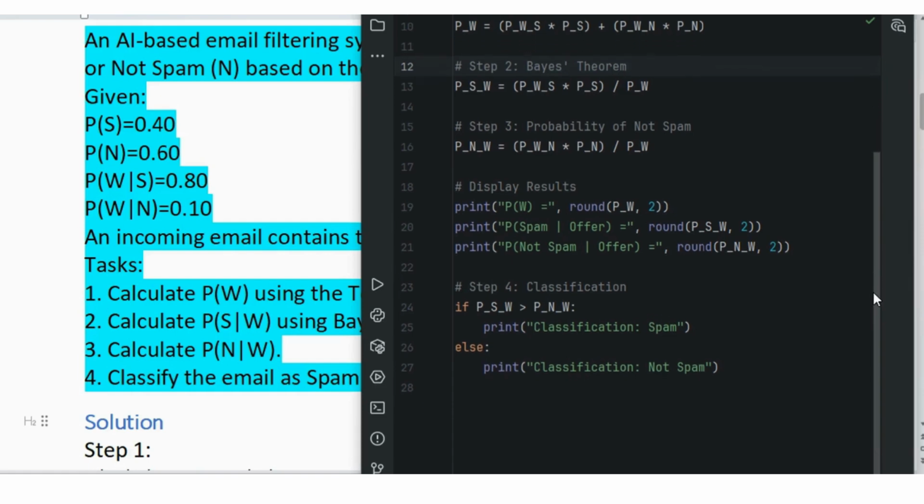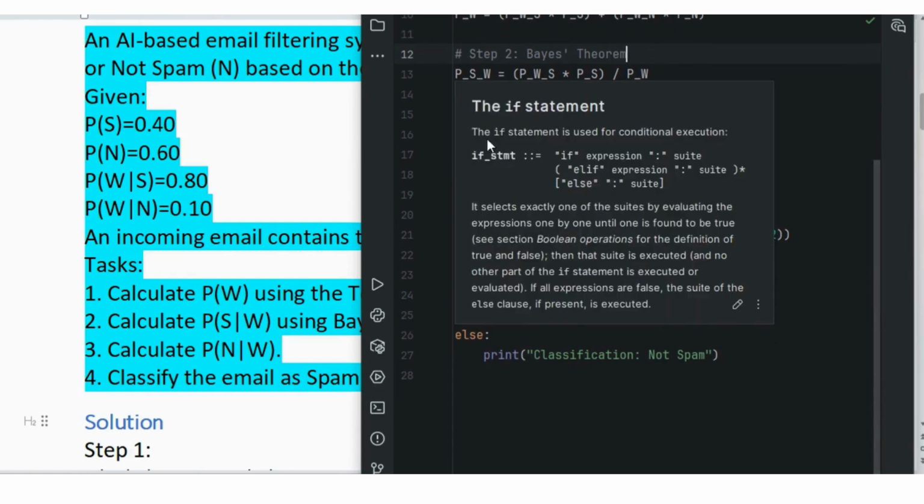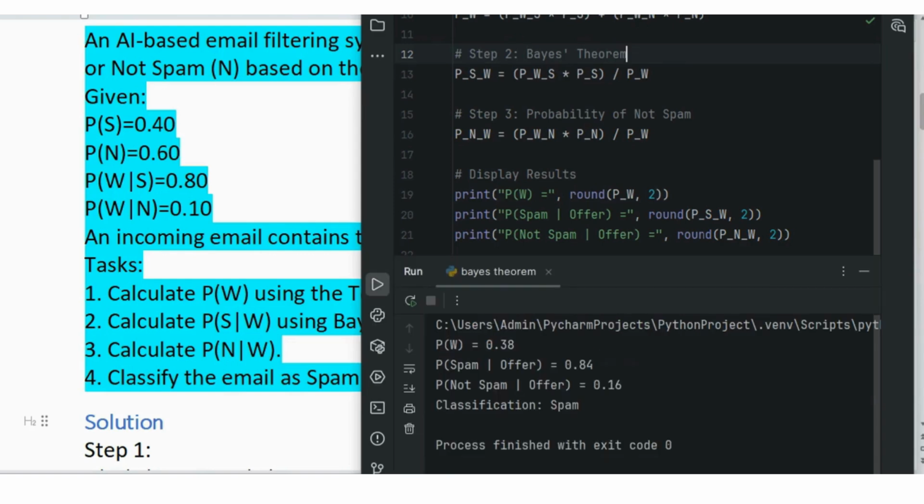Extra, we check which is the greater value, so we give an if-else condition. If P(S|W) is greater than P(N|W), we print that the classification is spam. Else, we print the classification as a non-spam mail. Once you're done with the program, you just run it and see the answer. We have just rounded to two decimal places.